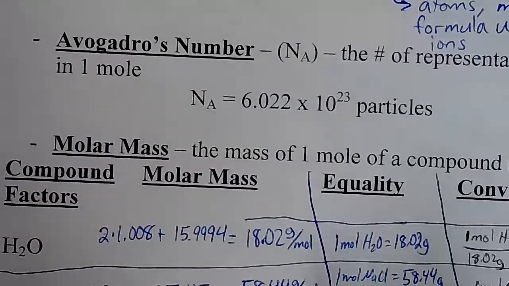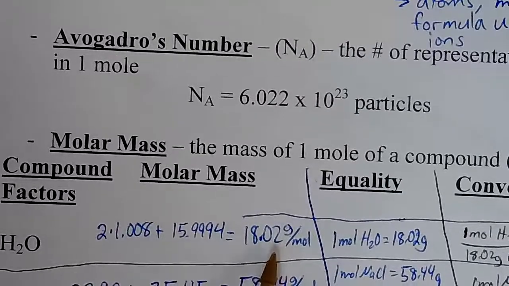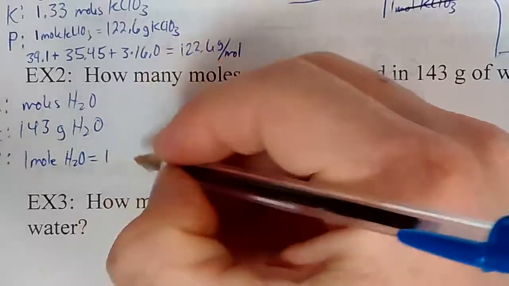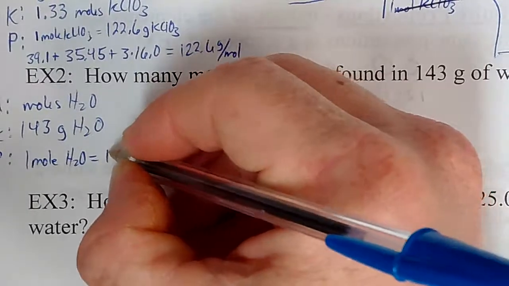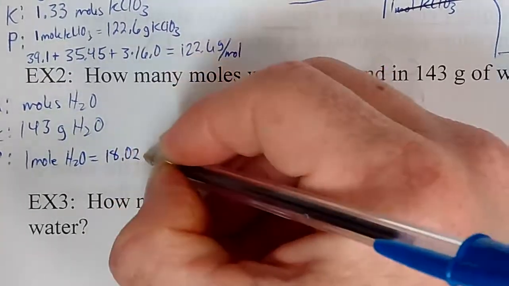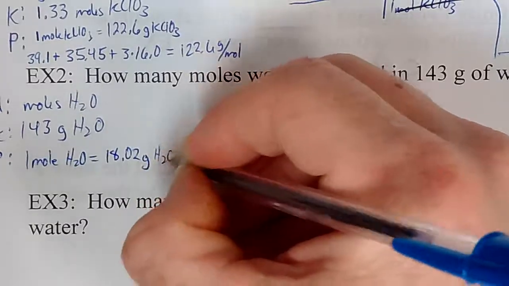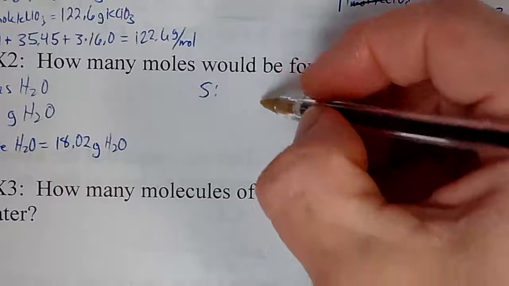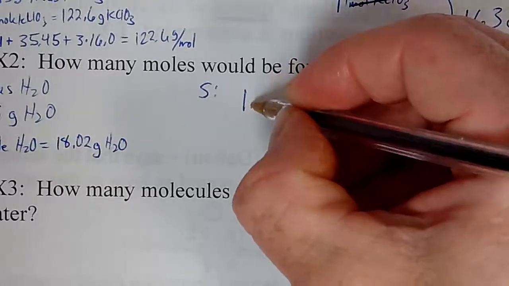All right. We don't have to add that one up today because we did it yesterday. So yesterday we added up the mass of water and we got 18.02. So we'll just pull that over here and do that: 2 hydrogens and 1 oxygen. All right, then we'll set up our solve and start with the known.